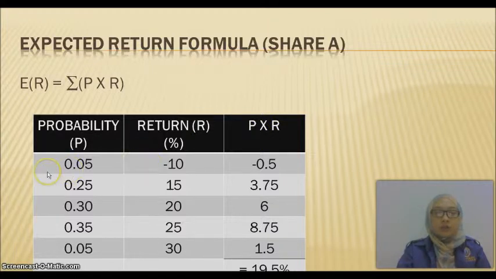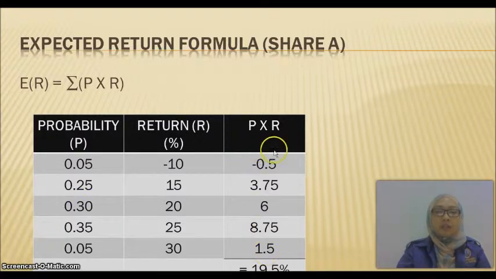First of all, you have to take 0.05 times negative 10, and you get negative 0.5. Next, 0.25 times 15, and you get 3.75. 0.30 times 20, we get 6. And 0.35 times 25, we get 8.75. And last, 0.05 times 30, you will get 1.5.